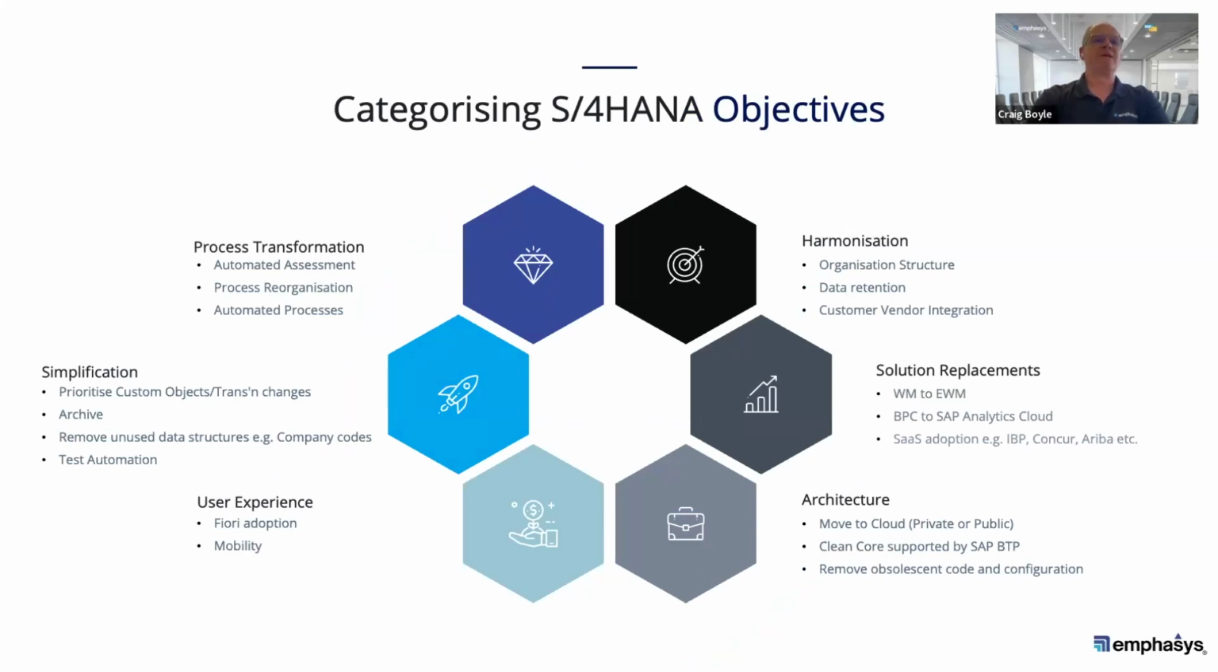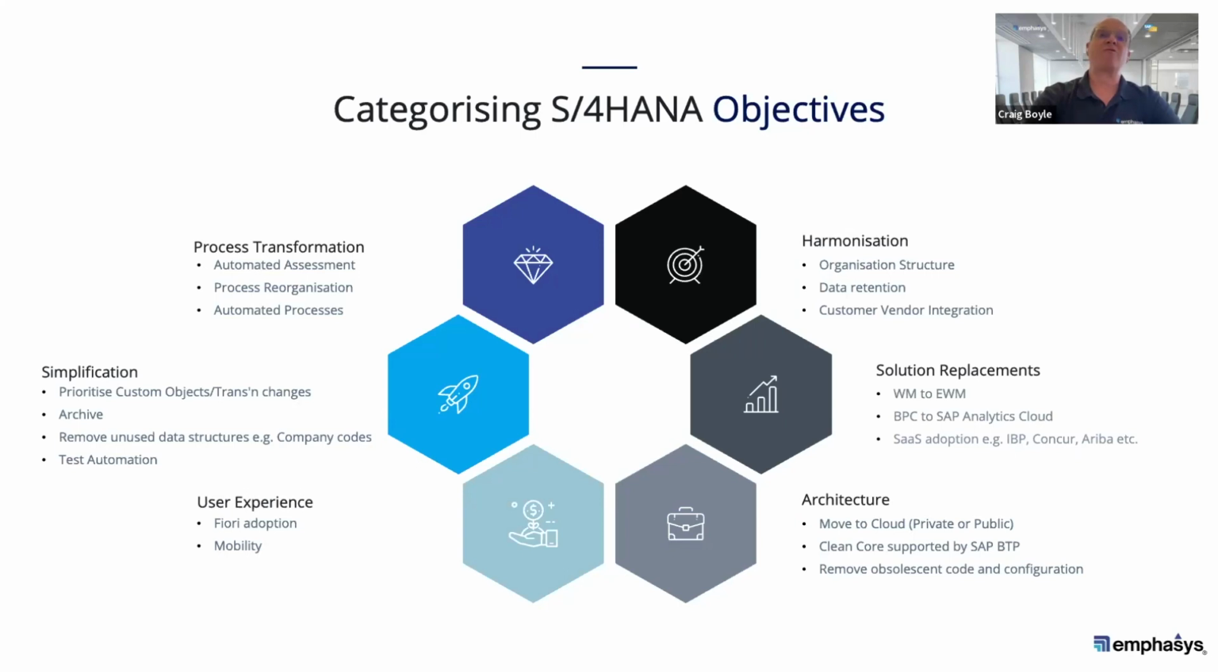So what I'm going to do is start on the left-hand side with simplification and categorize the types of objectives that you have within an S4HANA program. As I said before, the simplification is essentially looking at how we can simplify the existing ECC system ready for S4 around custom objects, archiving, preparing for test automation as well. And as we move around the circle of process transformation, we're using your tools to assess our processes, we're engaging with the business, and we're looking at inefficiencies in business processes and opportunities to reorganize processes and automate them. On the harmonization side, we're looking at the organizational structure.